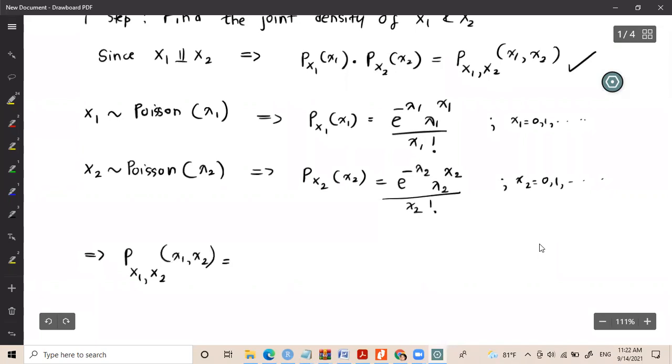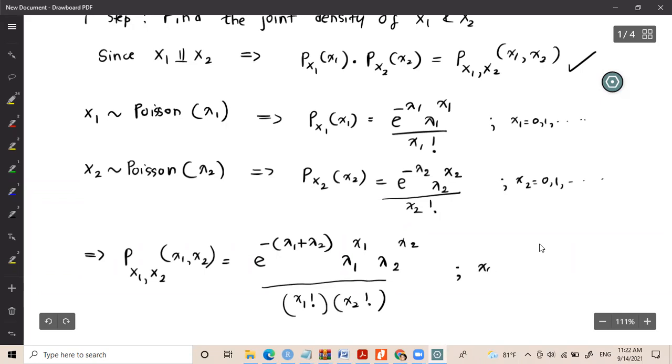Can you do that? You multiply these two together, right? So what do you get? When you multiply e to the power exponents, you can add them. So let's write it together, negative lambda 1 plus lambda 2 in the exponent, so you add negative lambda 1 and negative lambda 2, and lambda 1 to power x1 times lambda 2 to power x2. At the bottom, you have x1 factorial times x2 factorial. So that is the joint density of x1 and x2. Both of them have values 0 up to infinity.